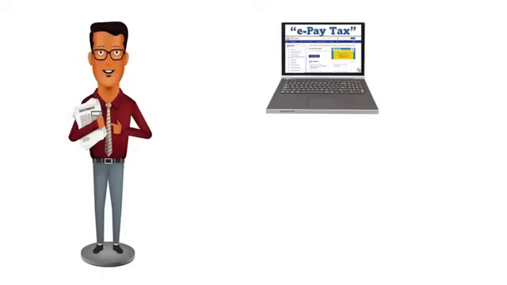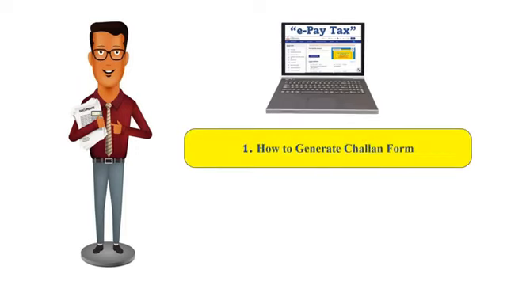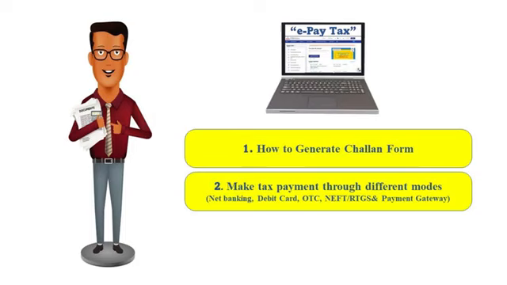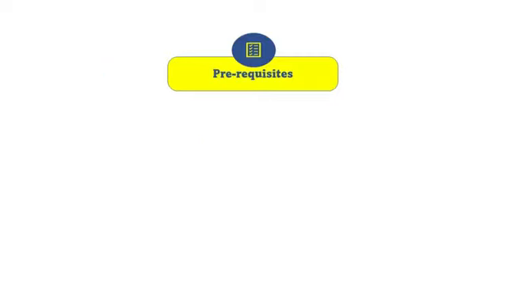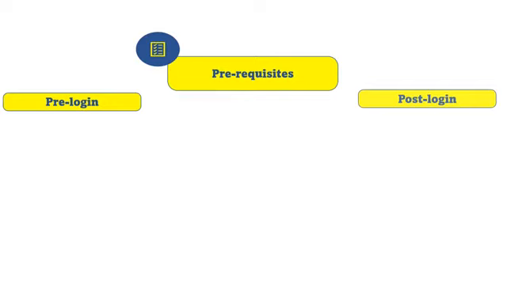In this video, we will see how we use ePay tax functionality on the e-filing portal for the purpose of generating Challan form and for the purpose of making tax payment through different modes, that is net banking, debit card, over-the-counter, NEFT, RTGS and payment gateway. ePay tax facility is available both in the pre-login as well as post-login mode.